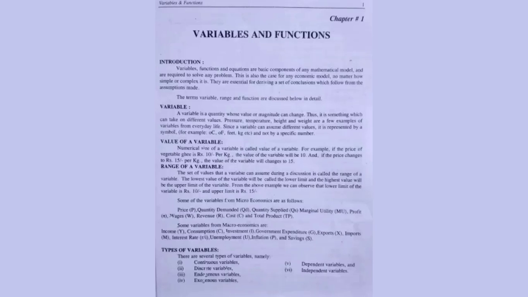Some variables from macroeconomics, these are income. Please forget the microeconomics or macroeconomics. Just concentrate on the types of variables. Income is represented by Y. Consumption is C. Investment is I. Government spendings G. Exports, imports, rate of interest, unemployment, inflation, and savings. These are represented by the respective alphabet.